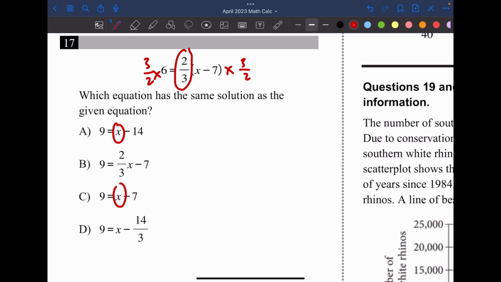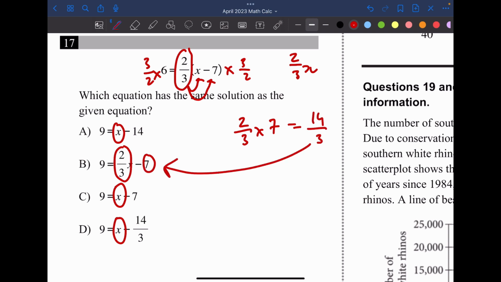Because most x's over here are by themselves. They don't have 2 over 3x. That's only one of the options. But even then, you can already tell this is wrong, because if you expand the 2 over 3 to the x, it would be 2 over 3x. Then if you expand it to the 7, it would be 2 over 3 times 7, which is equal to 14 over 3. So instead of 7, it should be 14 over 3. So B is already wrong. That's one thing we can already tell.